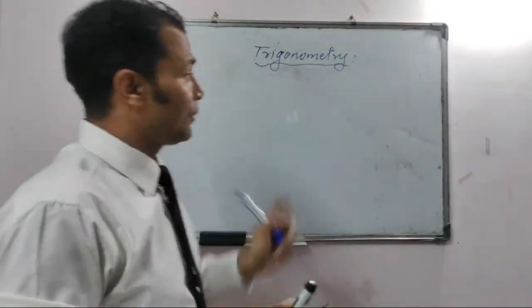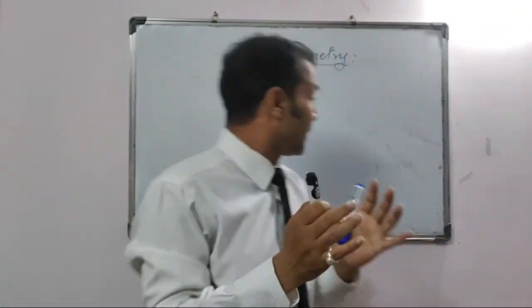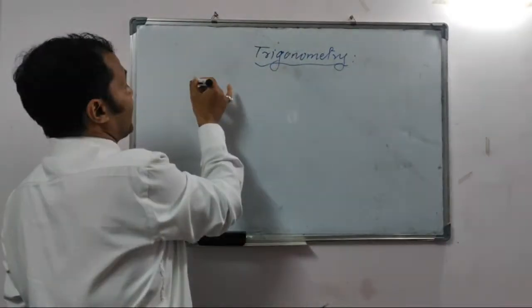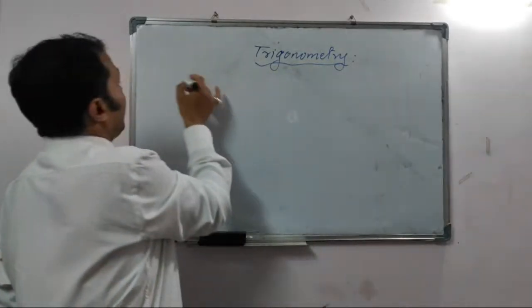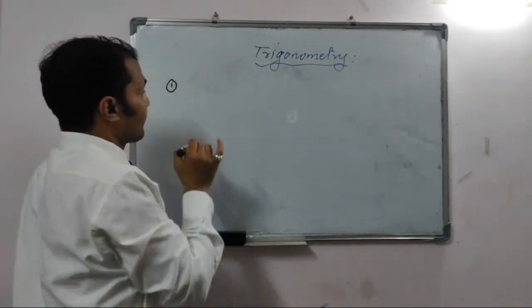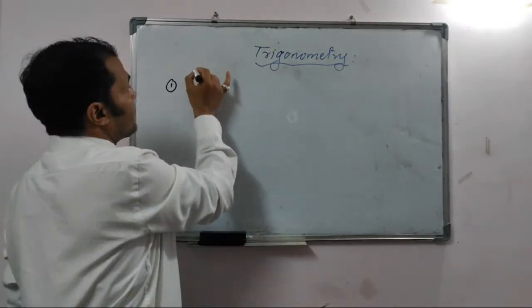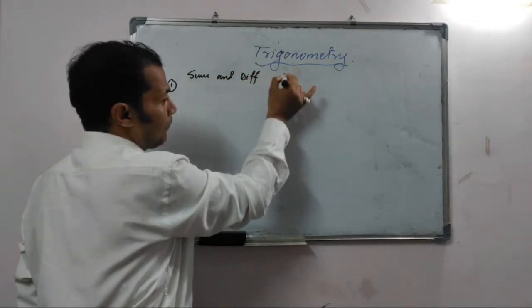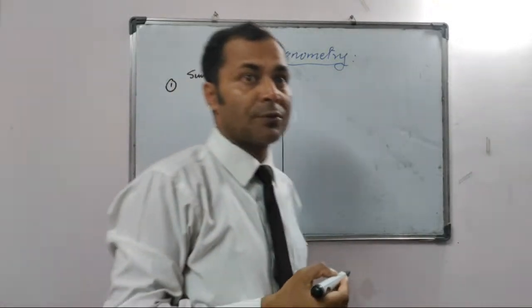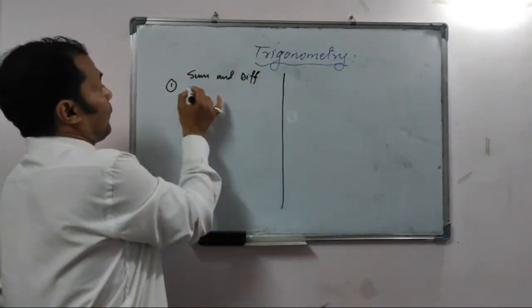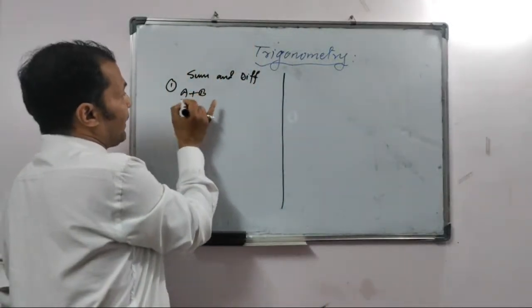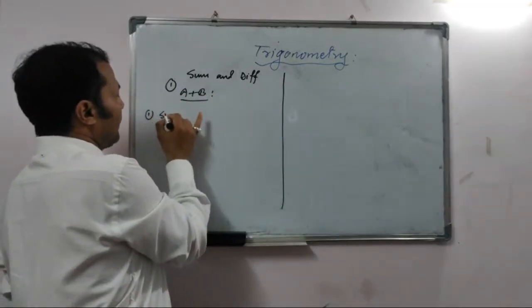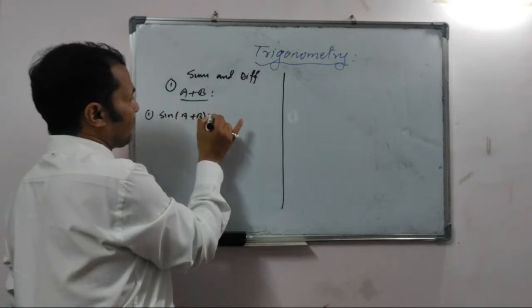In trigonometry, first of all, let me clear out some basics for you. The very first thing today, I'll start from here. See this formula, sum and difference. Do you guys know the formula for this? A plus B, see here, sine A plus B, what is the formula for this?